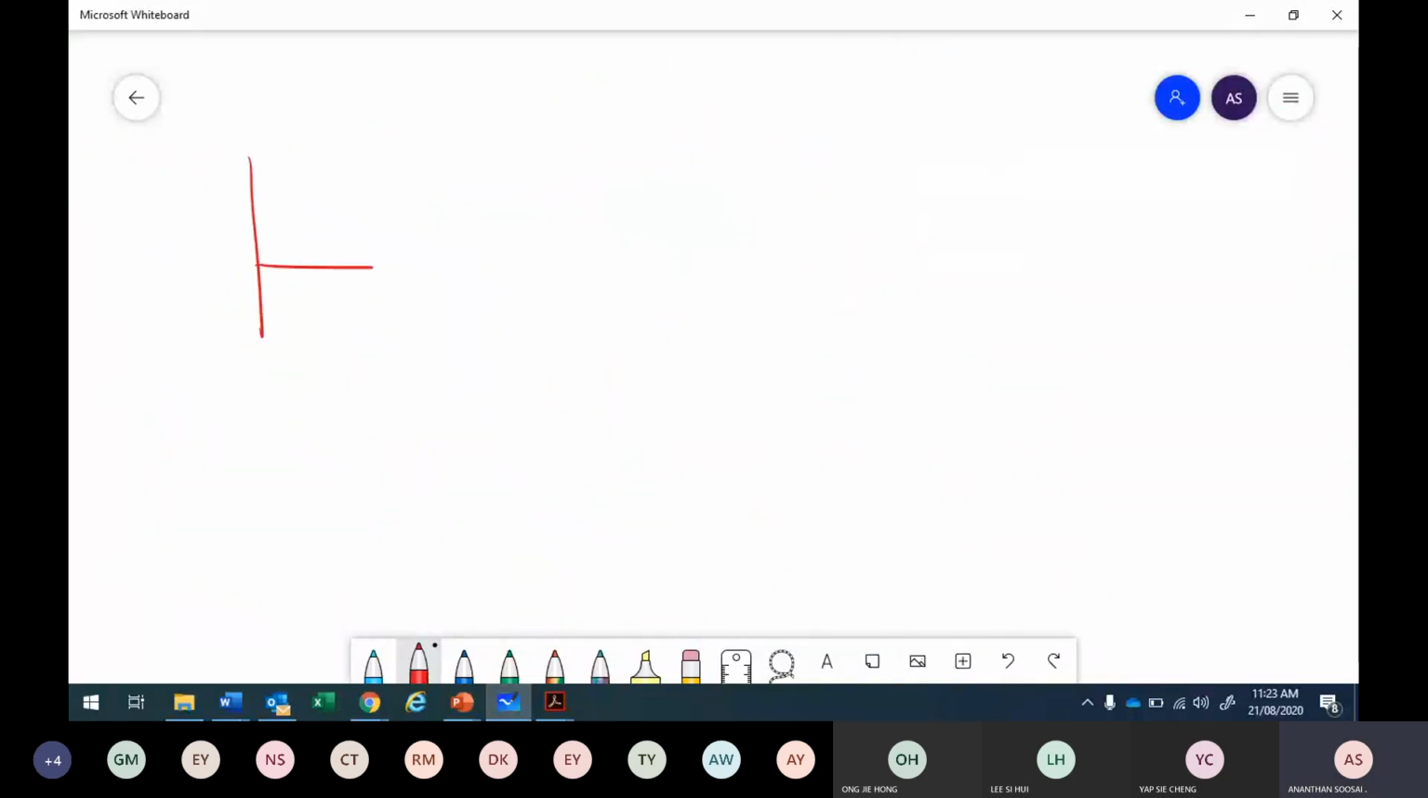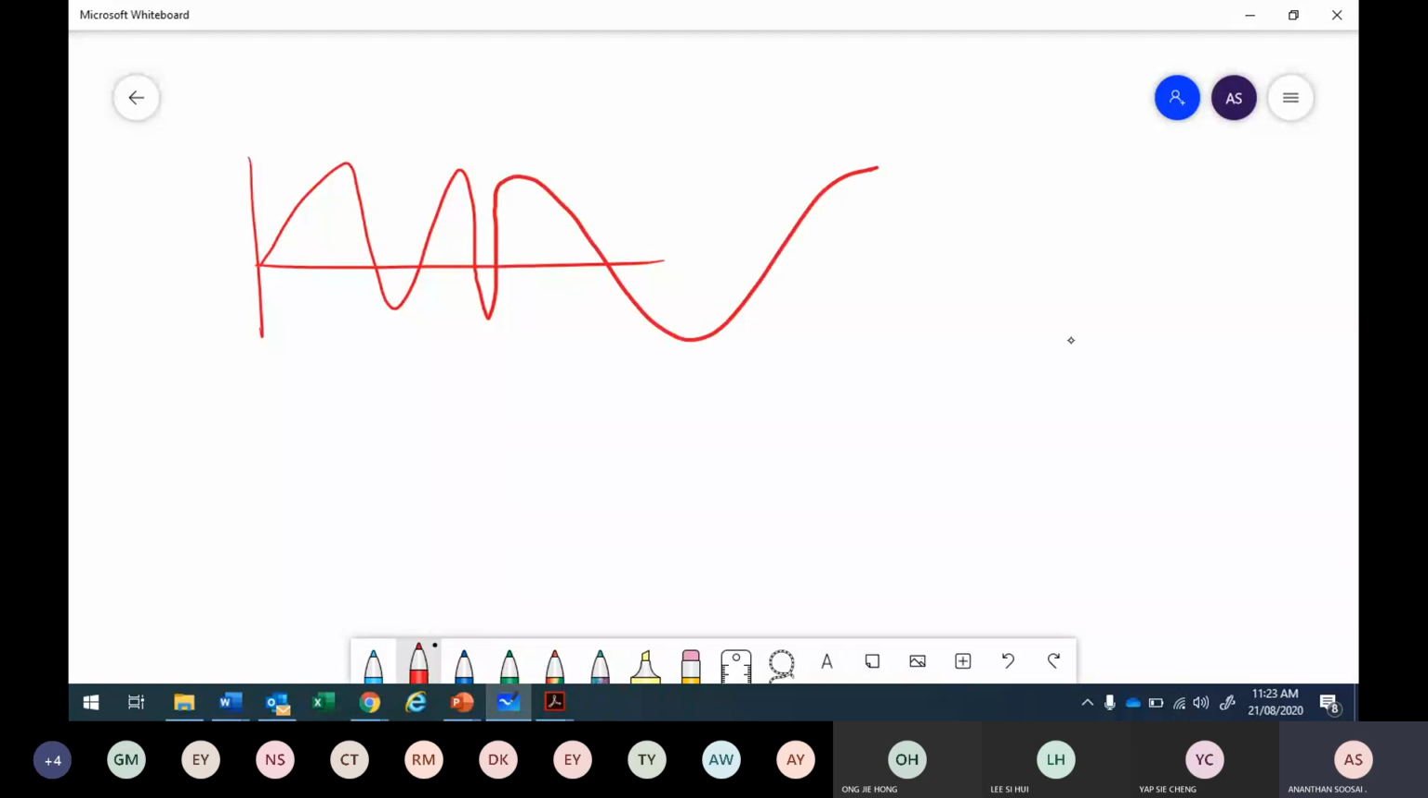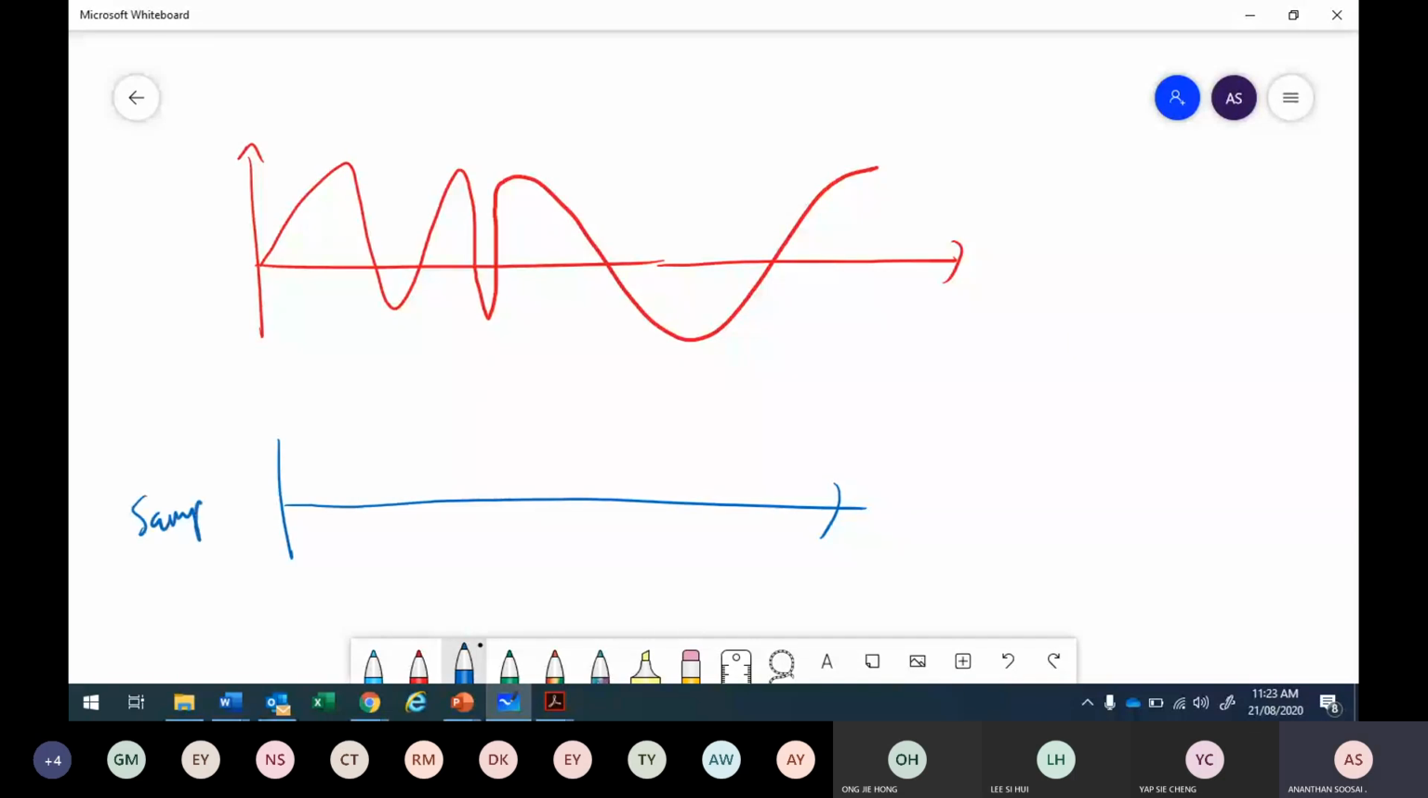So let's say you have an analog signal like this, going up and down like this. You want to digitalize it. How frequently must you take the sample so that this pattern can be retained? The sampling frequency you must choose.